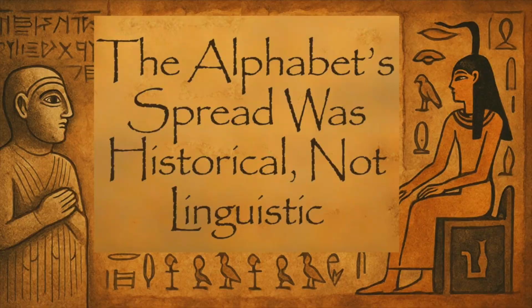Also, he argues that the alphabet's spread was historical, not linguistic. Finally, he emphasizes that the alphabet's global reach is due to the spread of empires like the Greeks and the Romans and later European imperialism, not because it was inherently better. The alphabet's dominance is more a result of who conquered whom than of any linguistic advantage.